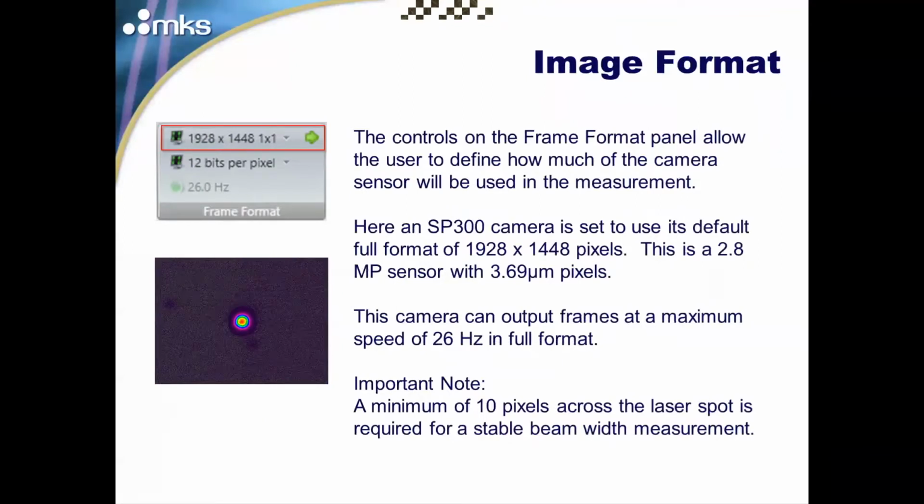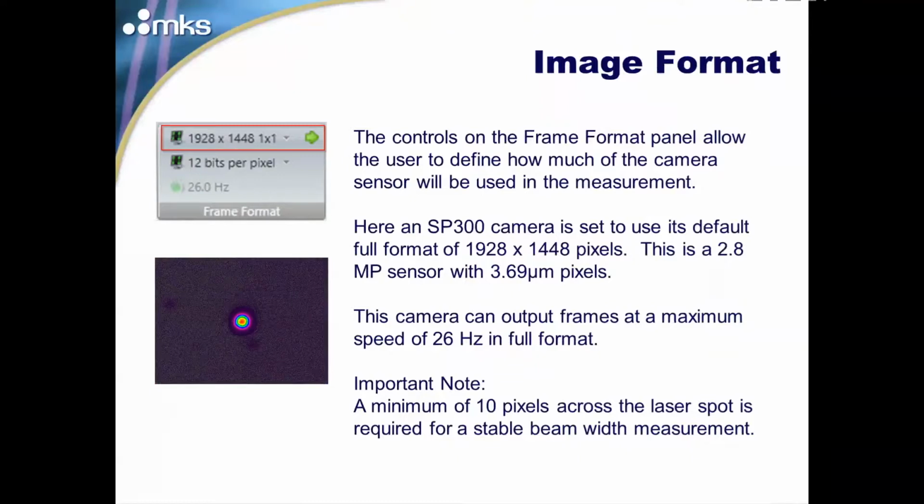The first place to start is the frame format panel. The image format defines how much data you're going to be taking and how fast you're going to be sampling that data. So in this case, in the frame format panel, this is the default format for our SP300 camera.